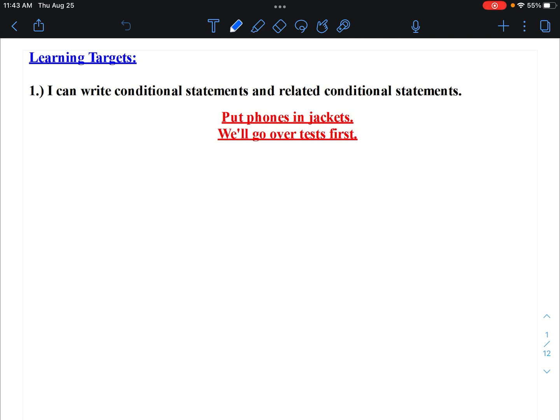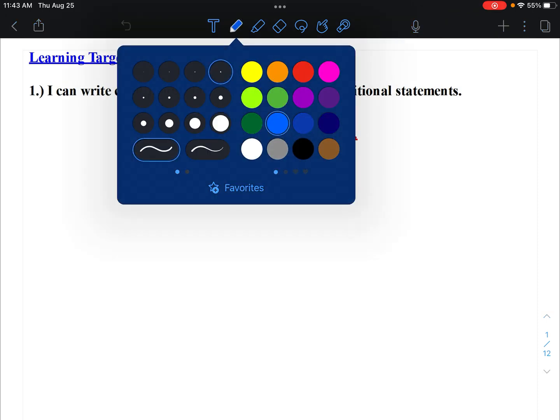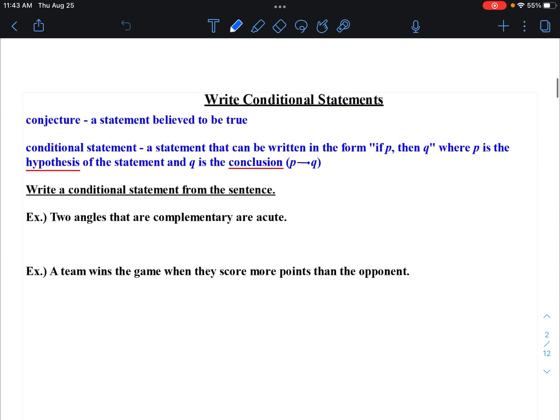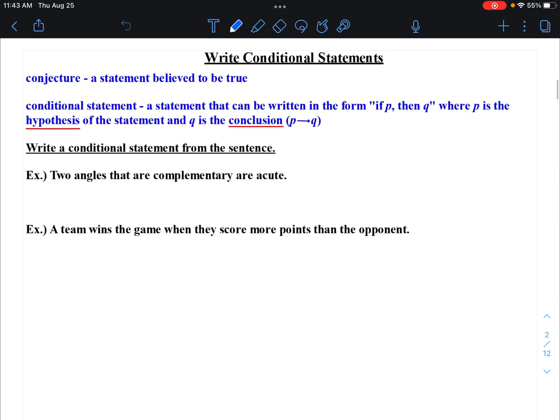And Module 2 is going to take quite a different feel than any other math course you've ever taken. In fact, today is really about logic, and we're going to be writing a lot of sentences rather than your typical math problems. So, starting out here, this lesson is on writing conditional statements.